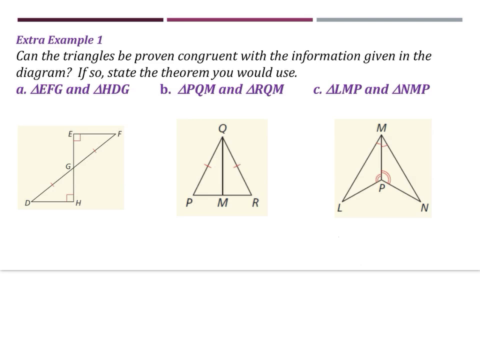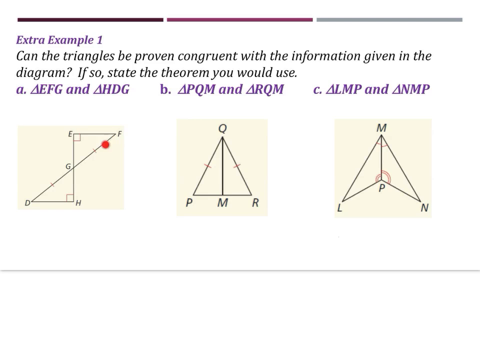Can the triangles be proven congruent with the information given in the diagram? If so, state the theorem you would use. So let's take a look at this first example. Can triangle EFG and triangle HDG be proven congruent?